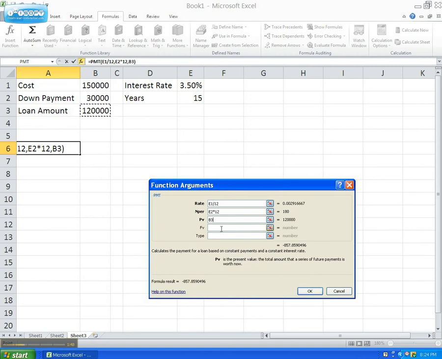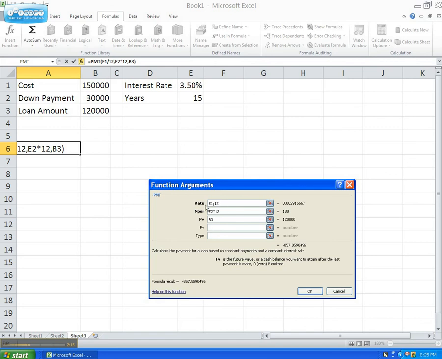Here's the future value. If I wanted to determine what the payment would be to have a specific value at the end of the payments, generally you want to pay off your whole loan. But if for some reason you wanted to see what payments would be to have your loan be $50,000 in 15 years, you could put that in there. Type just decides whether the payments are made at the beginning or the end of the month. You can usually omit that.